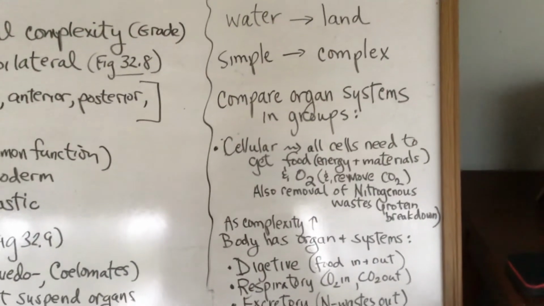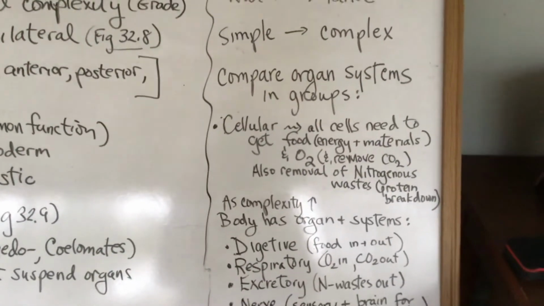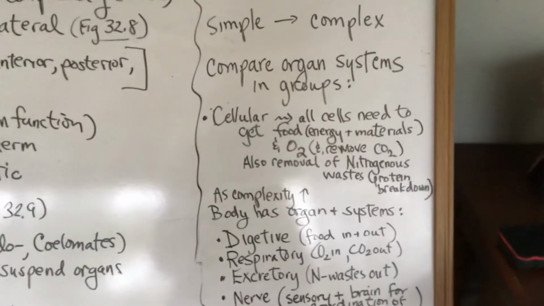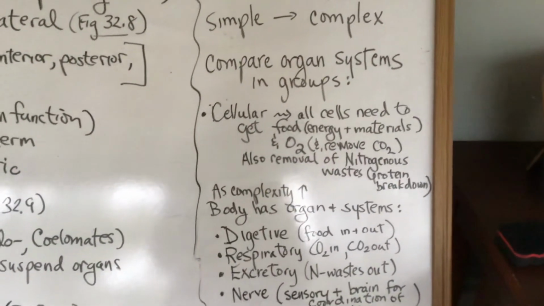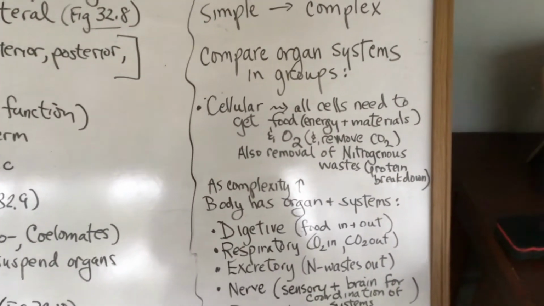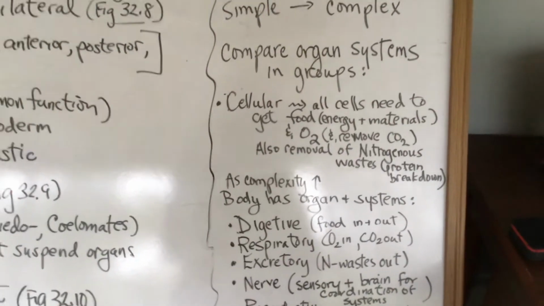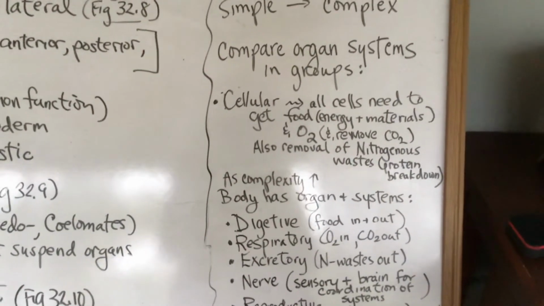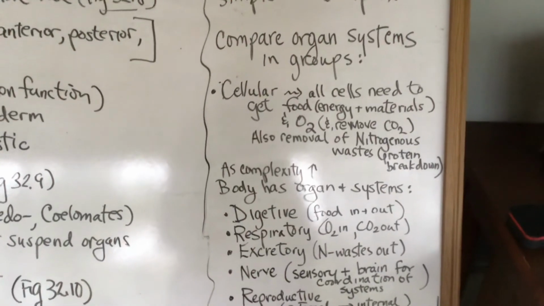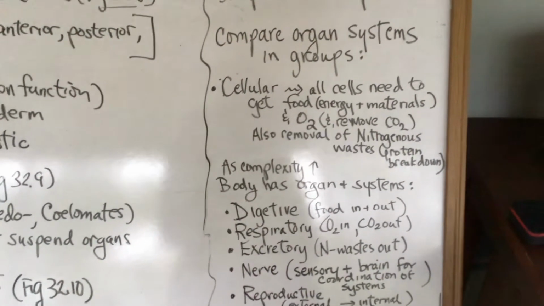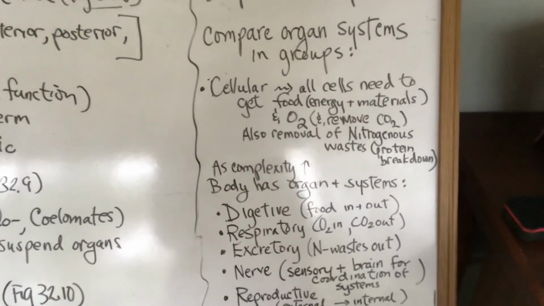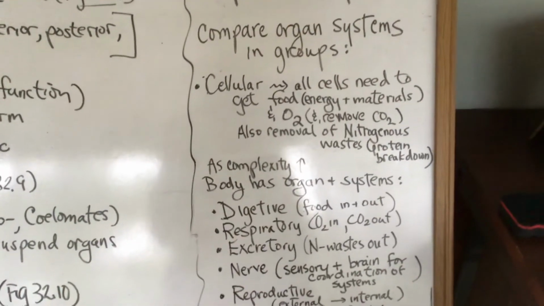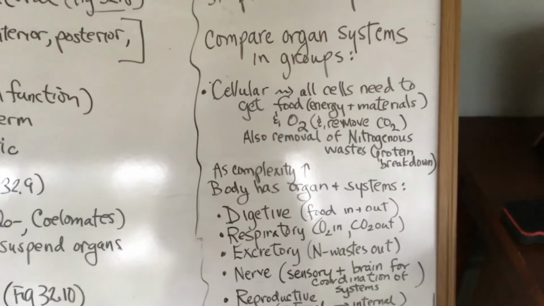Let's say, for example, digestive. In us, we have organs of the esophagus, the stomach, the small intestines, the large intestines, and we have other organs associated with that, like the liver, the gallbladder, the pancreas, etc. Those are all part of one big system that has to do with food intake and output, okay?